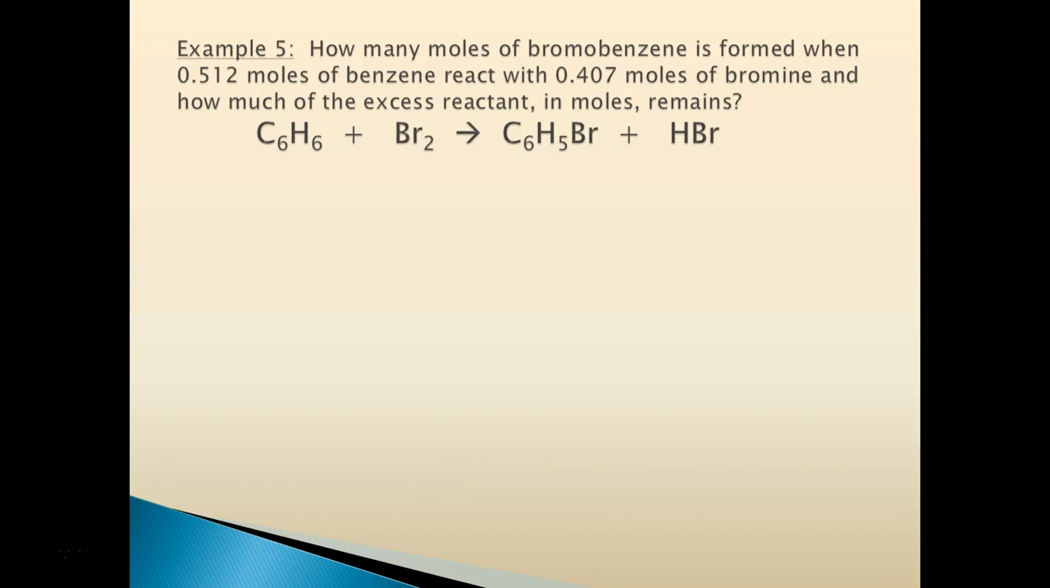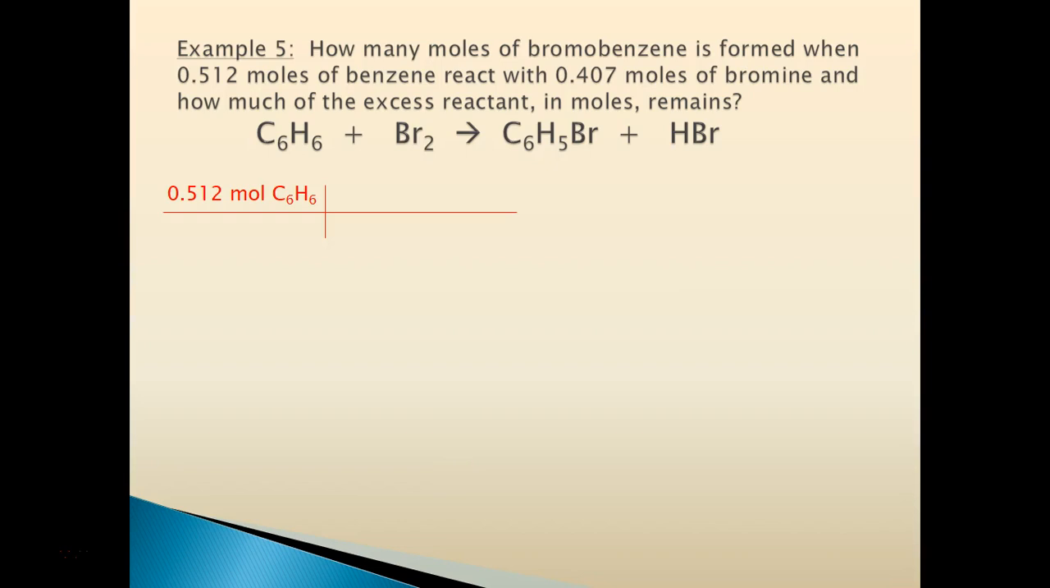Okay, so here's an example. Pause the video, take a moment, see if you can work it out. All right, the problem says how many moles of bromobenzene is formed when 0.512 moles of benzene react with 0.407 moles of bromine, and how much of the excess reactant in moles remains. And so we already have our balanced chemical equation, so we're going to go ahead and perform our 2 stoichiometry calculations. I'll start with benzene.